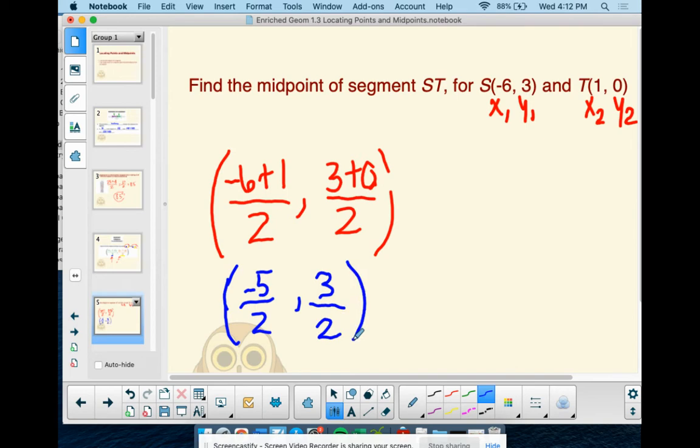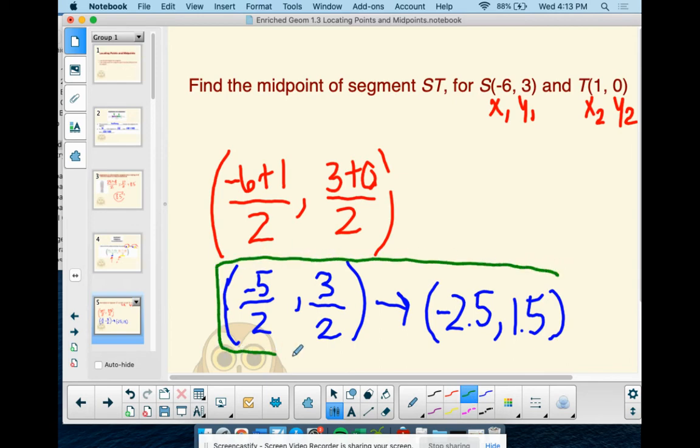If you're a fraction person, this could be your answer. If you're a decimal person, let's divide it out. Negative 5 divided by 2 gives me negative 2.5. 3 divided by 2 is 1.5. And there we go. It's that easy. That is our answer. We just found the middle of that segment.